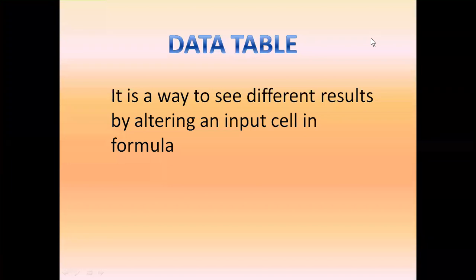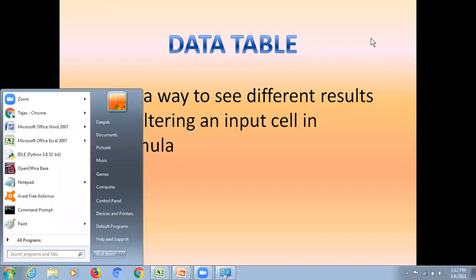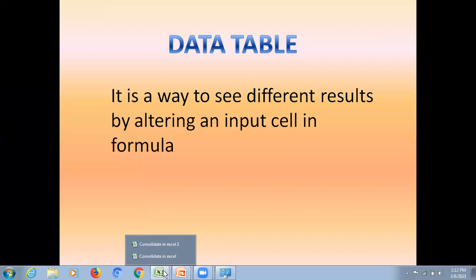So now let's talk about another concept of Excel, that is data table. As you can see on the screen, it is a way to see different results by altering an input cell in a formula. That means that if I alter a particular input, I could see the different results in one go. So let us see how we are going to do the data table. Let us do it through an example.